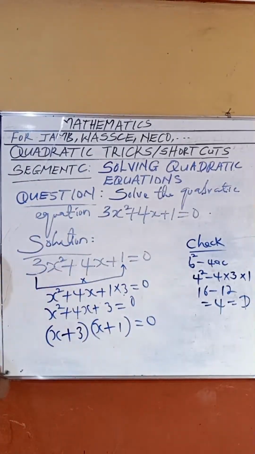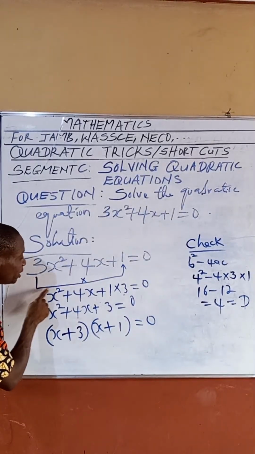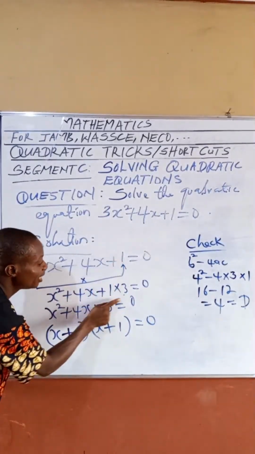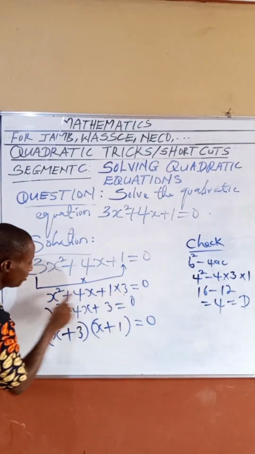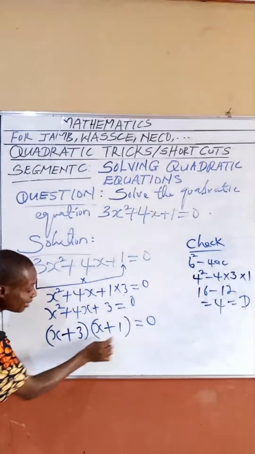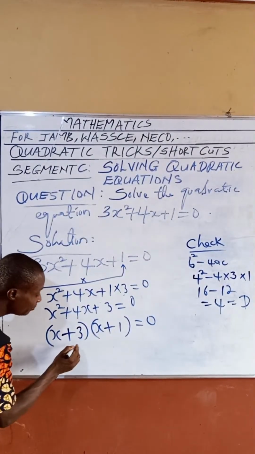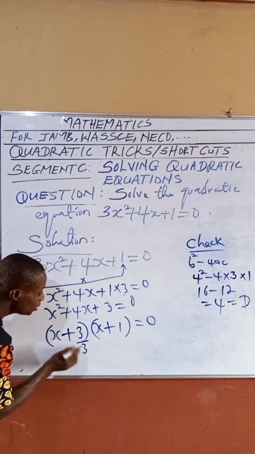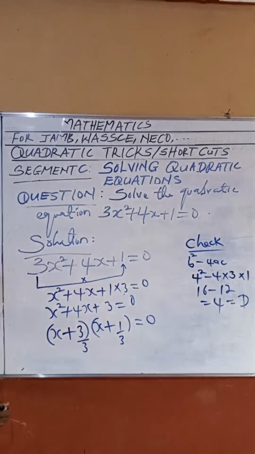Now that we are done, we are not done yet too. Let me show you something. Remember that we transfer 3 from here to here, right? Look at it. There was no 3 here, but now we have 3 here. We multiply by 3, so we are now going to divide by 3 here. Don't divide x by 3, please. Divide only the number, the constant, by 3.